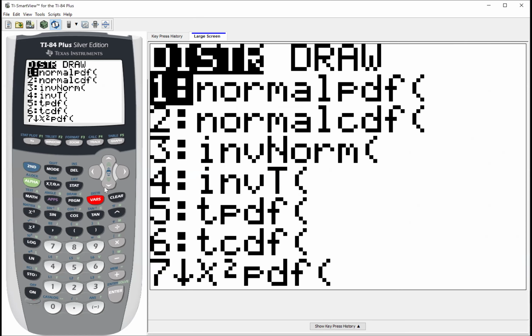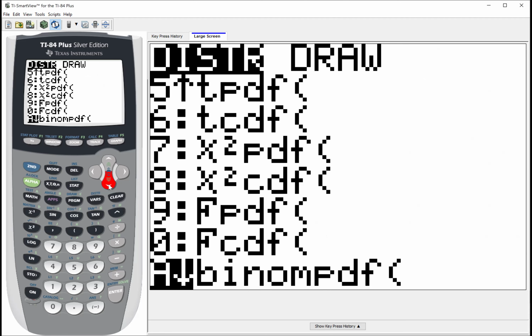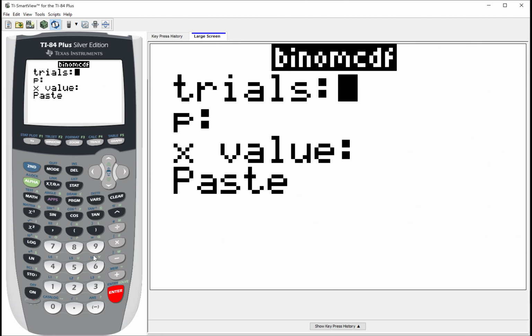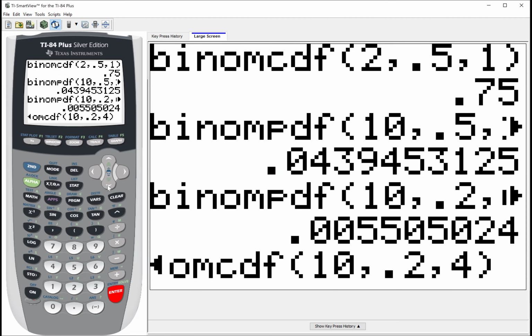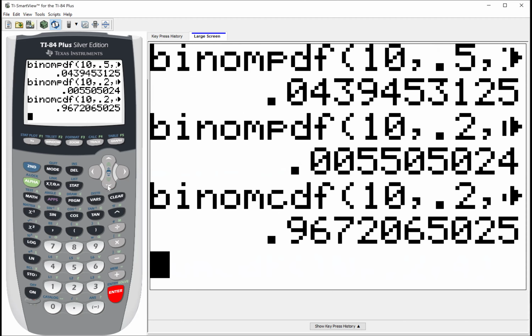So second, the vars key, and now we're going to pull up binom CDF for the cumulative function for at most. So the number of trials is 10. The probability of a success or getting an answer correct is 0.2. And now we want the X value, which is at most how many successes, right? And we want at most 4 successes in this case. And so we paste. And we get about 0.9672 if we go 4 places.